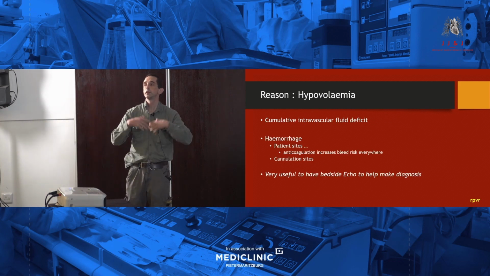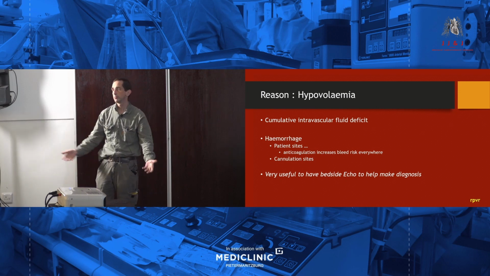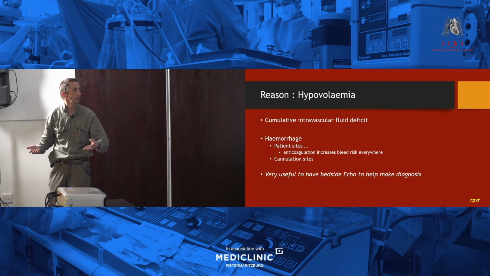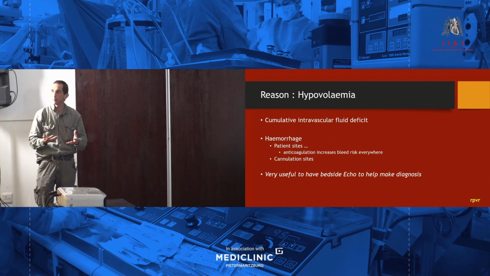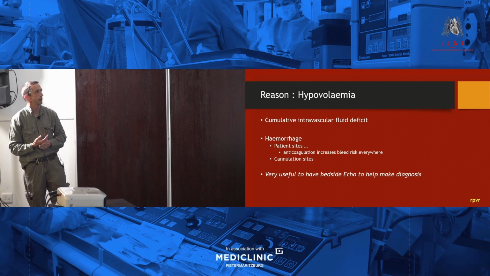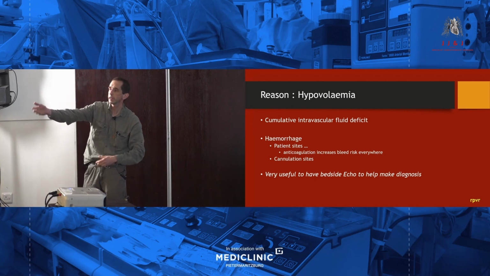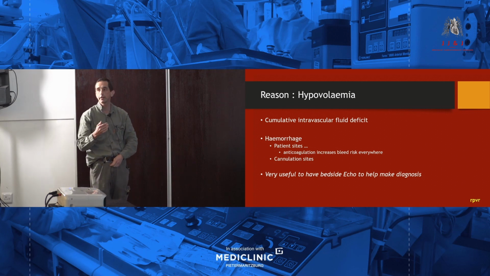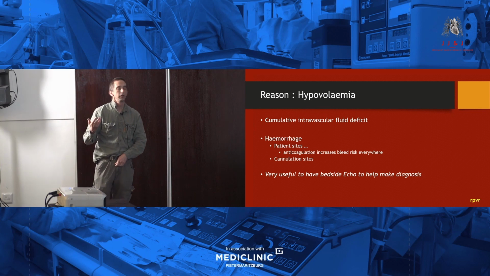Hypovolemia. Patients lose fluids into tissues from the inflammatory response. If they have a blood leak somewhere, they bleed. We know that they're going to get a cumulative intravascular fluid deficit. At some point, that's going to be too little to fill the heart. Obviously, look for hemorrhage. And we've mentioned patient-related bleeding, cannula site-related bleeding, and disruptions of the circuit. Look for all of those.